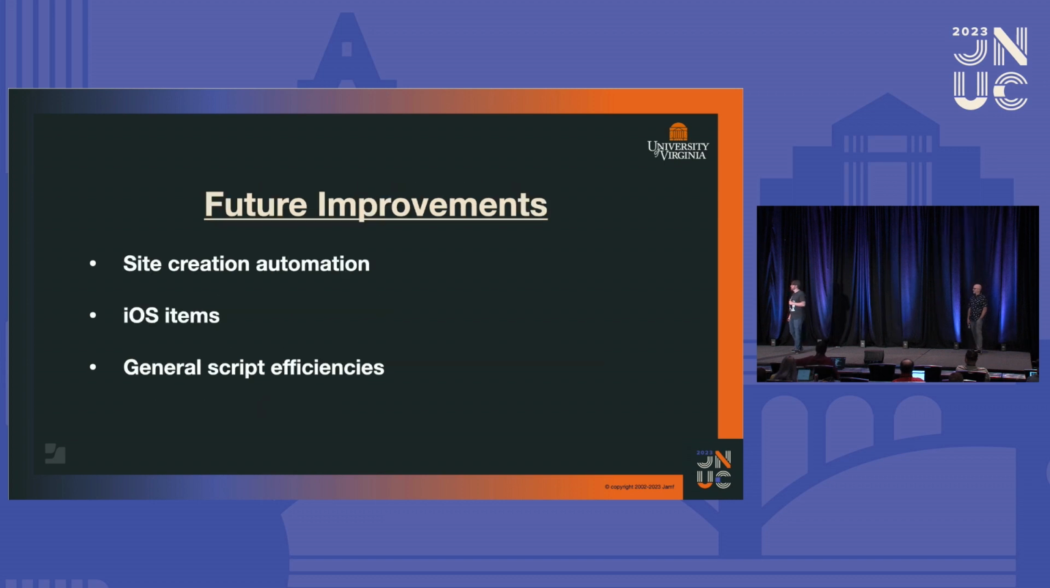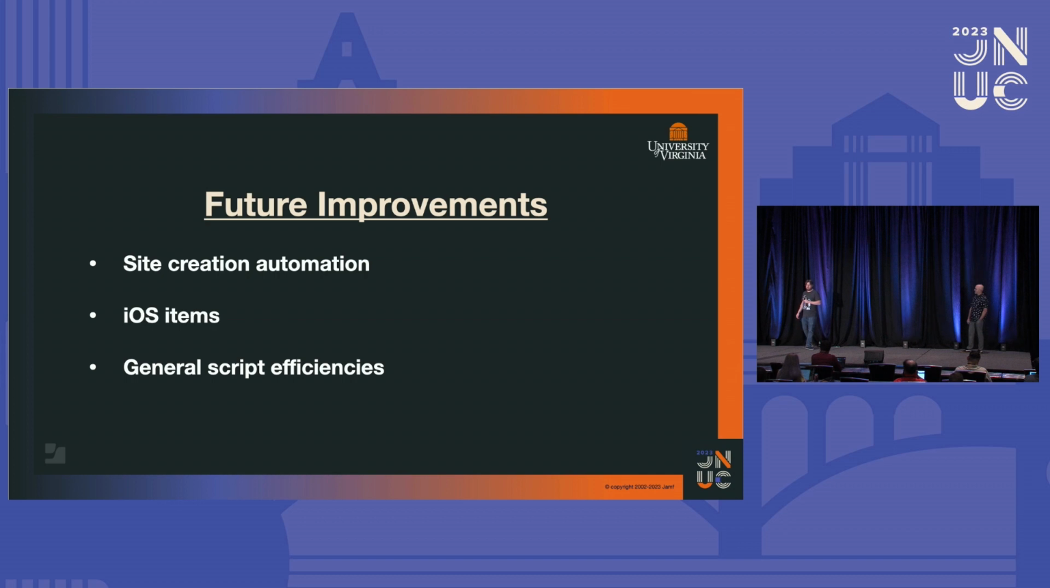So some future improvements that we're looking at. Complete site creation automation. Right now we're using the same tool to create a site that we use just to copy regular things, but maybe to have a specific list of policies, configuration profiles, and smart groups that are ready to go. So it's like a one-button click, tell me what the site name is, and build that out.